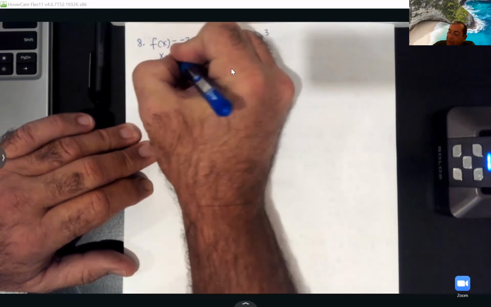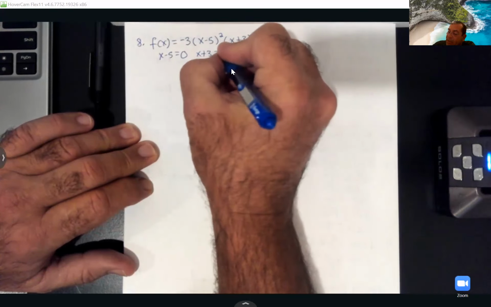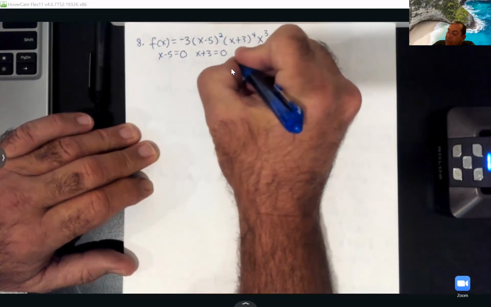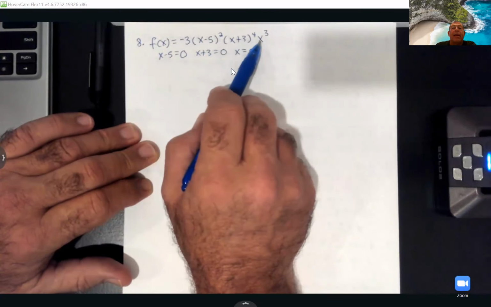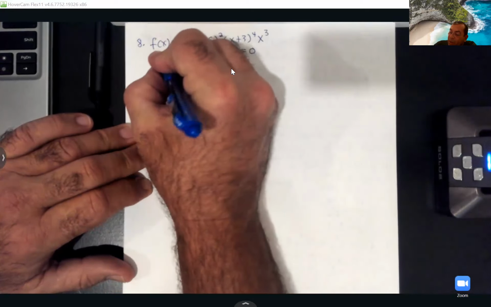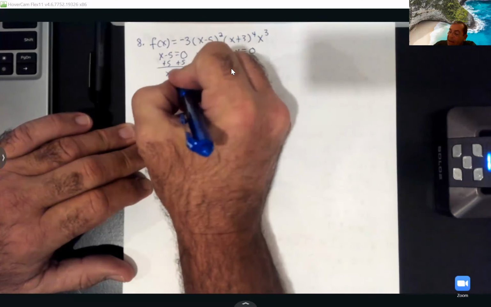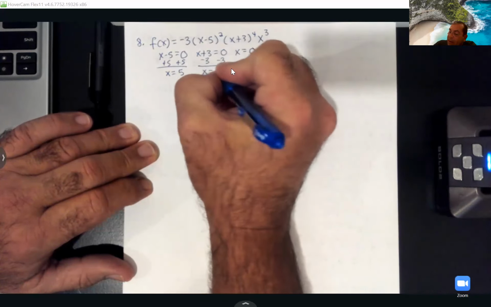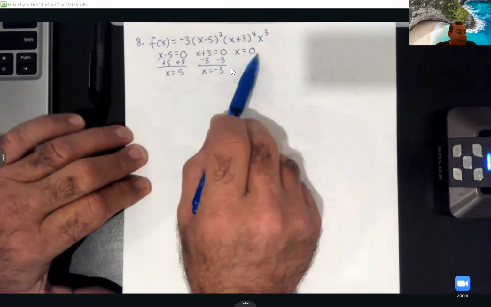We'll set that equal to 0. We got an x plus 3. We'll set that equal to 0. And then we got that single x to the 3rd. So we'll set that x equal to 0. So y'all, once again, my single x equals 0. All right, so for the other two, I'll add 5 and I get my first zero is 5. Subtract 3 from the second one, and I get x is -3. So my 3 zeros are 5, -3, and 0.